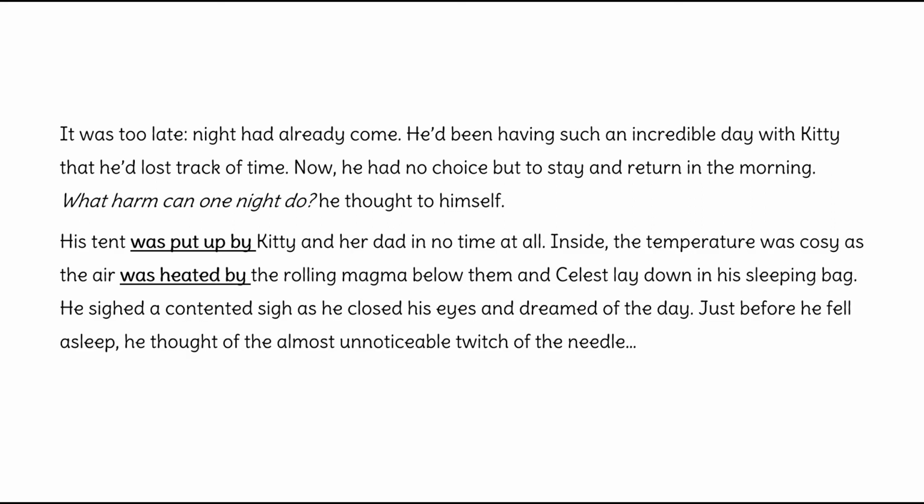I've used, in this part, the passive voice twice. His tent was put up by Kitty. If it were active, it would say Kitty and her dad put up the tent, and the air was heated by the rolling magma. If it were active, it would say the rolling magma heated the air.